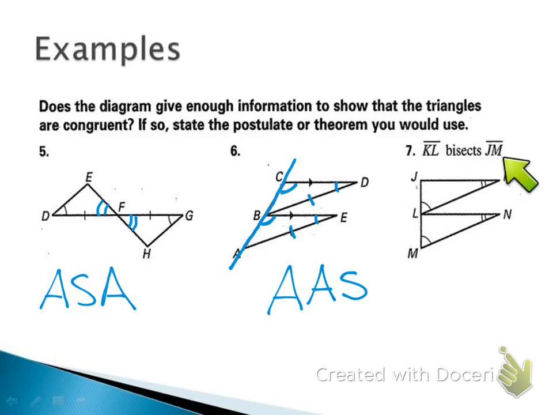Now, again, old information is going to continue to pop up. Here's another way you might see it. So it's saying that KL bisects JM. We talked about bisecting yesterday. Bisects means how many congruent parts? 2. Yeah. So that would make this side and this side congruent. So once you label those, now which one are you using?